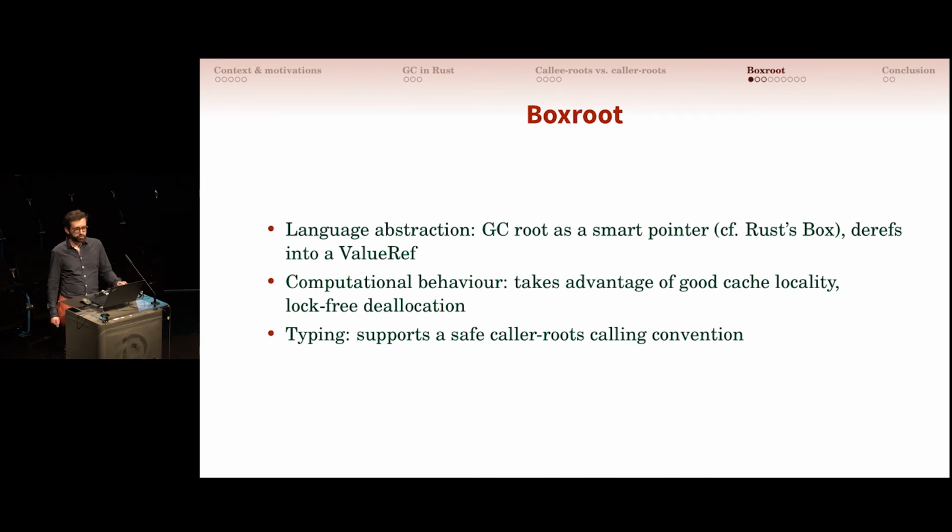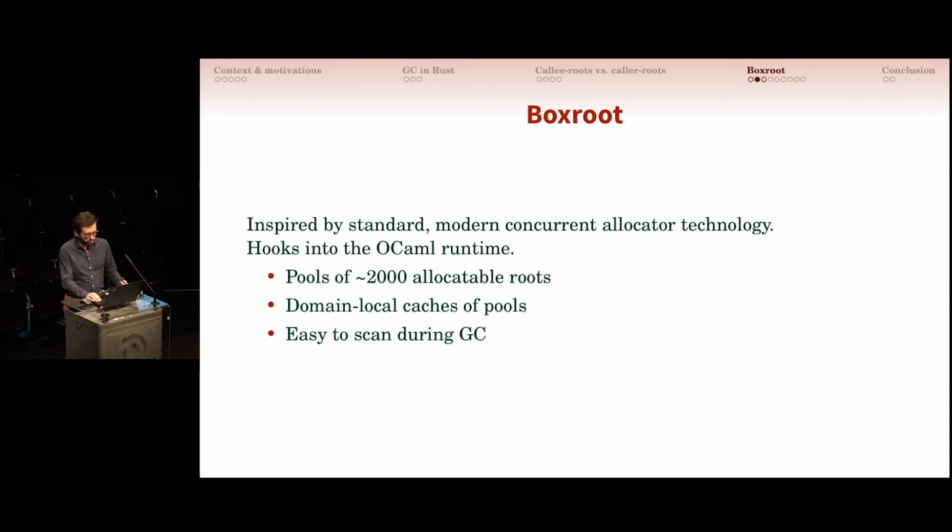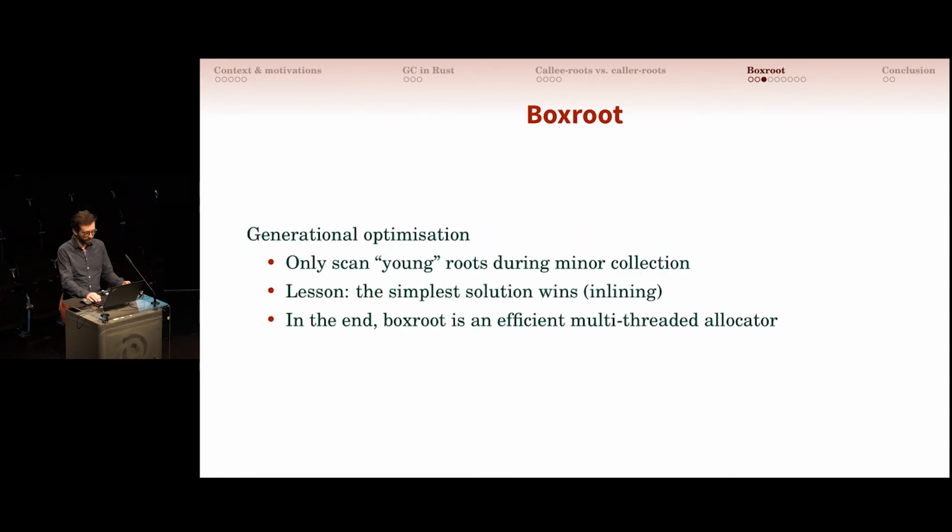So in terms of typing, we present a discipline for Rust that heavily relies on Boxroot. More concretely, you manage pools of around 2,000 roots, and you support OCaml 5 by having domain local structures. You allocate in domain local structures. And to be efficient, you need a generational optimization. When you do a minor collection, you want only to scan young roots as much as possible.